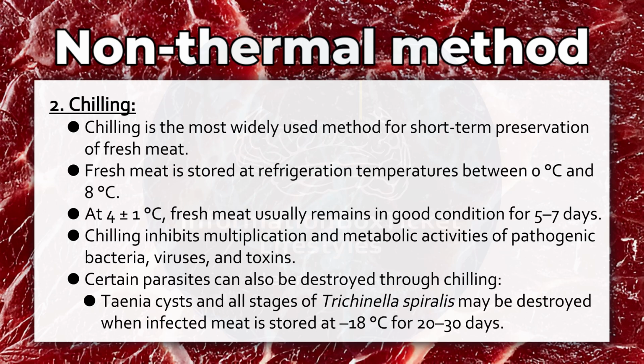Taenia cysts and all stages of Trichinella spiralis may be destroyed when infected meat is stored at -18 degrees Celsius for 20 to 30 days.